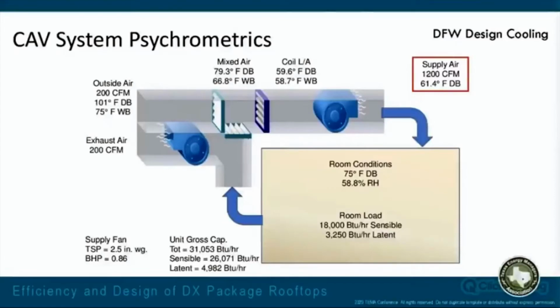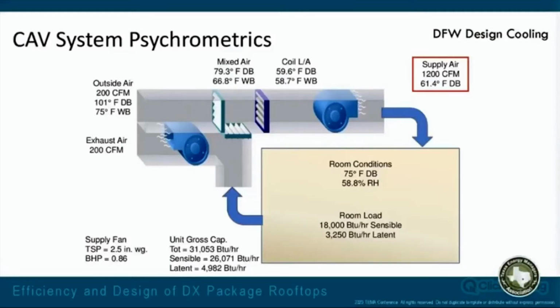So we're going to jump straight into some psychrometric properties and look at what happens at not only full load, but also part load on our systems. And we're going to start with the constant volume system. In this case, we've got an 18,000 BTU per hour sensible load and 3,250 BTU per hour latent load in the room. That does not include any of the ventilation requirements. That is only the room sensible and latent.